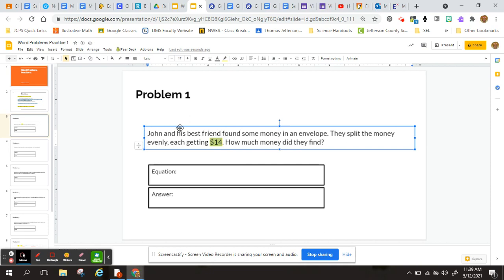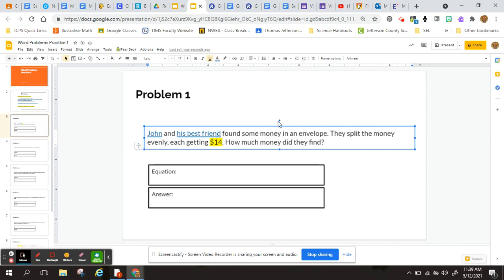Wrong. John and his friend are actually numbers, okay? So you're going to have problems like this that have a person or the people in the problem needing to be counted. So just don't forget to count those people. John and his friend, how many people is that? Because that's our other number that we're going to need, okay? So that's actually 2. John and his friend, 2. Okay, so we got 14 and 2.